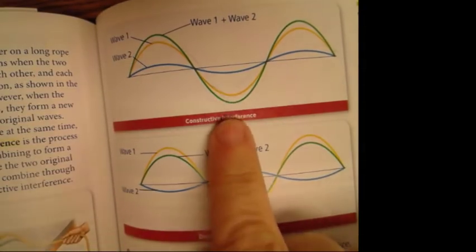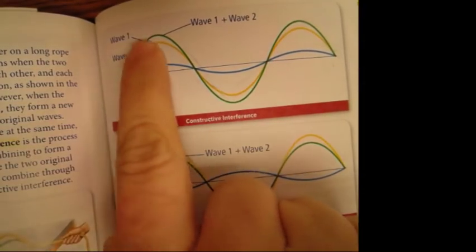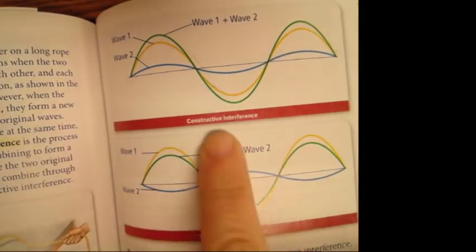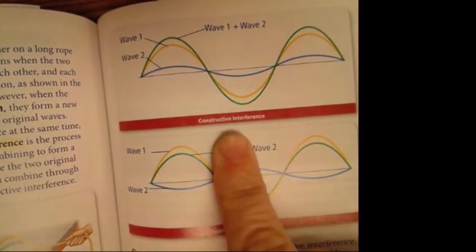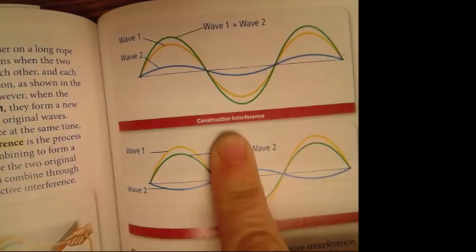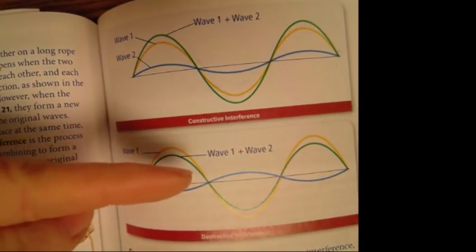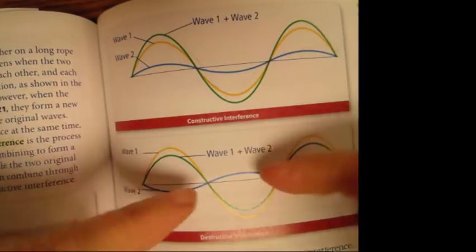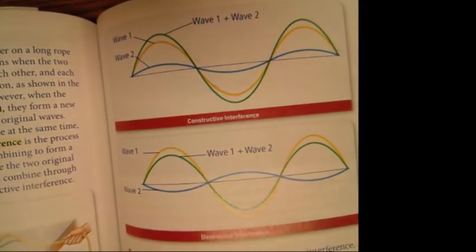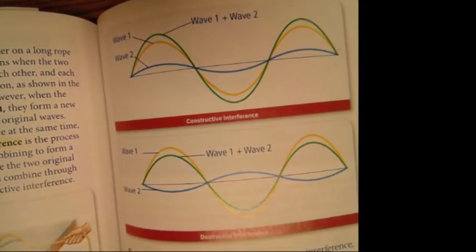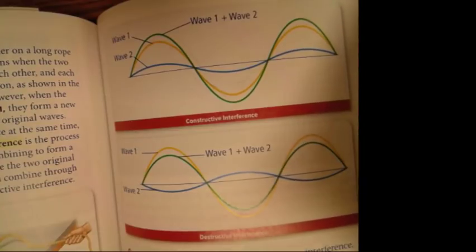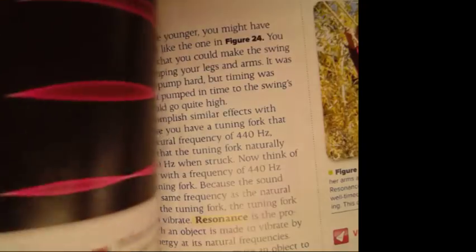So this one, where they are actually working together, is called constructive interference. When you construct things, you're making them bigger. Destructive is when they're tearing each other apart. They're working against each other. That's what destruction is. That's going to help you remember the difference between those two types of interference.